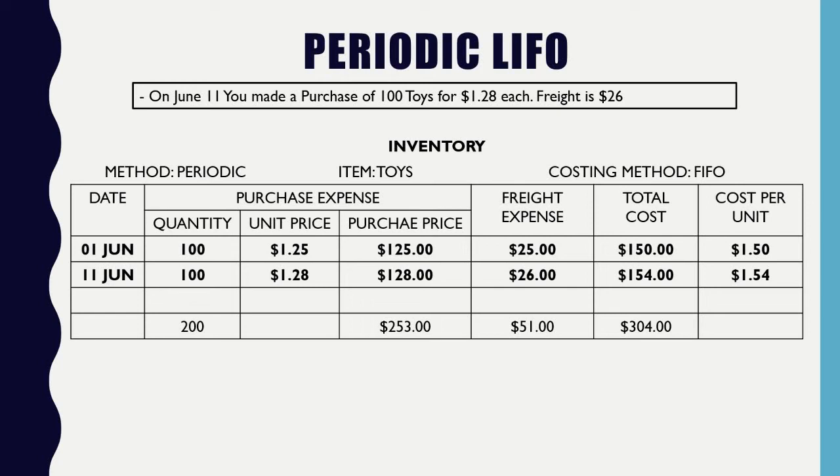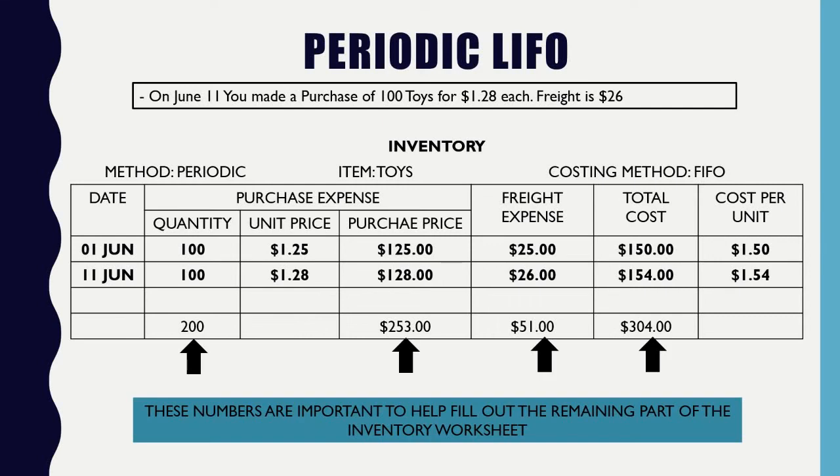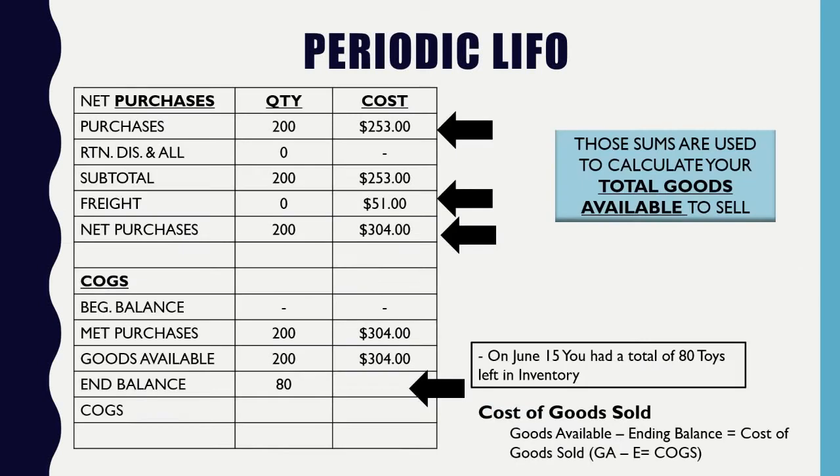So in this case, we purchased a total of 200 items at $253 plus a total of $51 of freight to give me a grand total of $304. So this part is the same as yesterday's. And we're going to take these four pieces of information and carry them over into our worksheet once again. This is the bottom half of the worksheet.